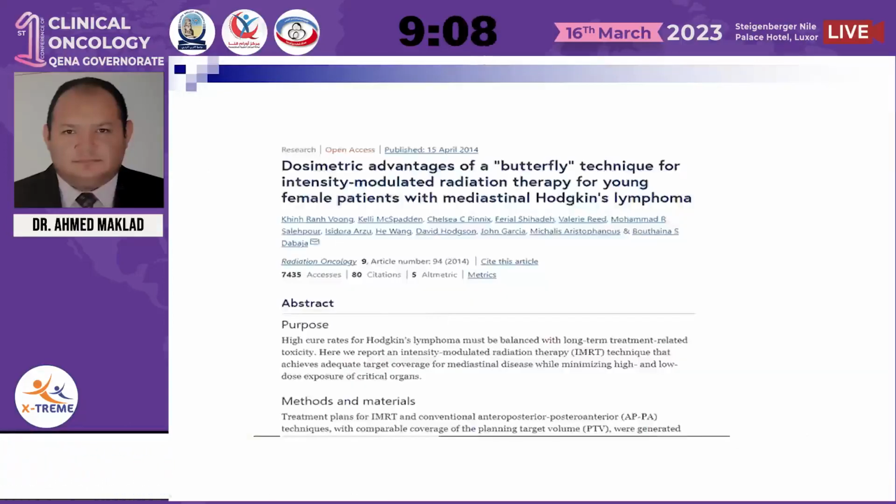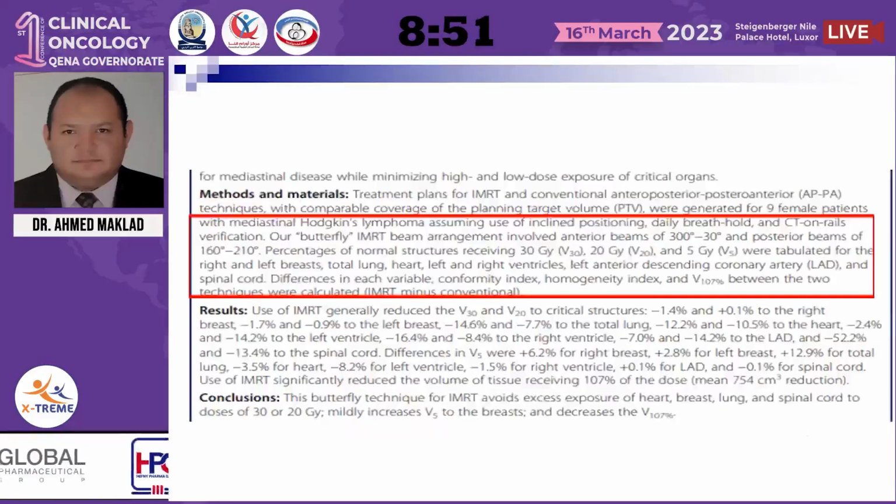This is adapted from the Emily Anderson Center, from Bethany Dabaj and her colleagues in 2014. This is the geometric advantage of the butterfly technique for treatment of mediastinal Hodgkin lymphoma in female patients. And this is the short idea of the technique: inclined position, arms beside, using the breath hold technique.